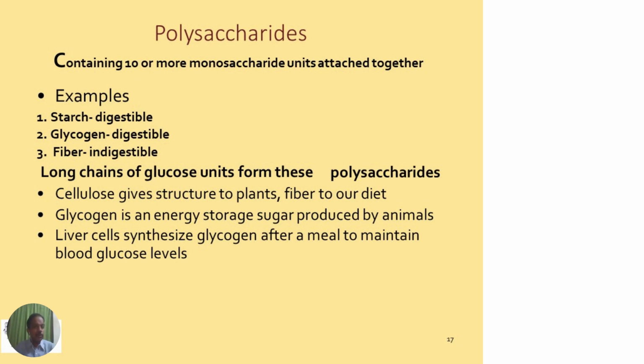Coming on to the next one, which is called the polysaccharides. They contain 10 or more monosaccharides attached together. A classic example is starch and glycogen. Long chains of sugar form these polysaccharides. Cellulose gives structure to plants and fiber to a diet. Glycogen is an energy storage sugar produced by animals. Liver cells synthesize glycogen after a meal to maintain the blood glucose level.